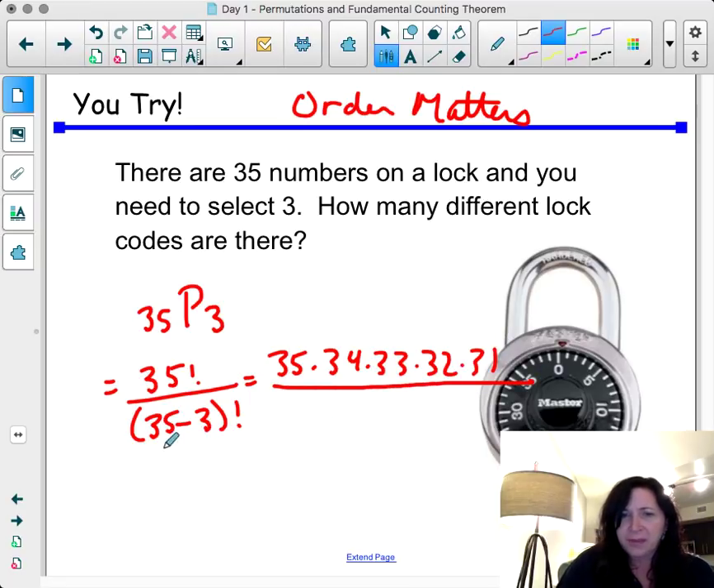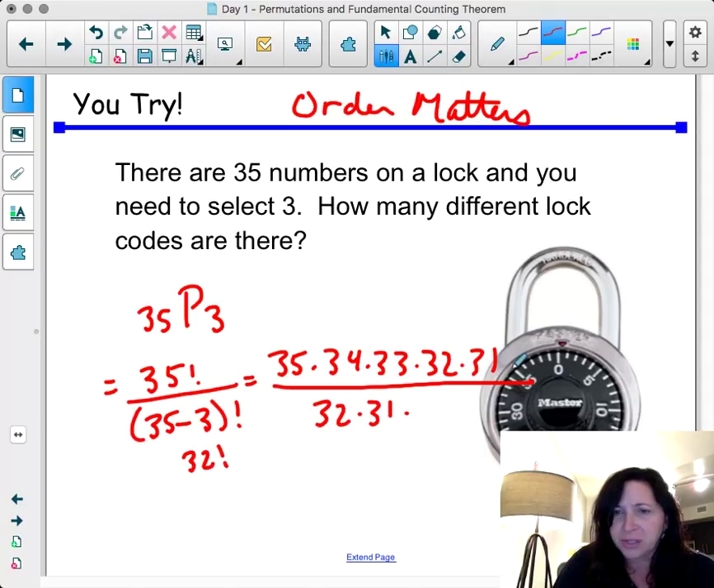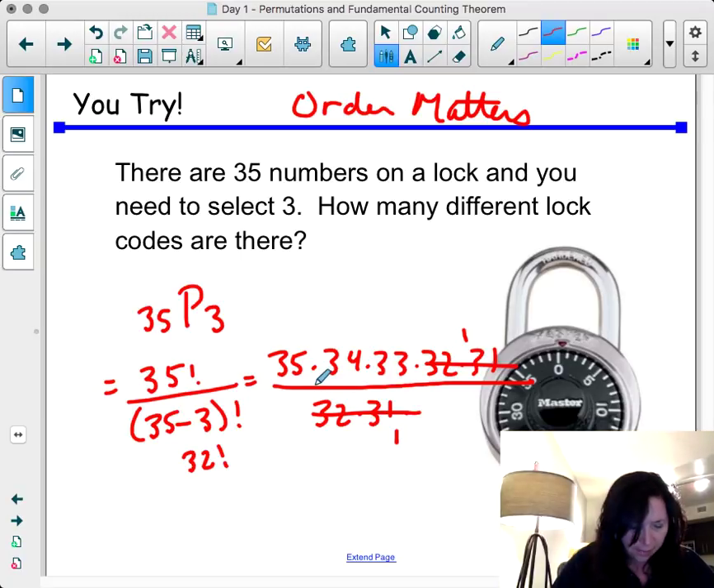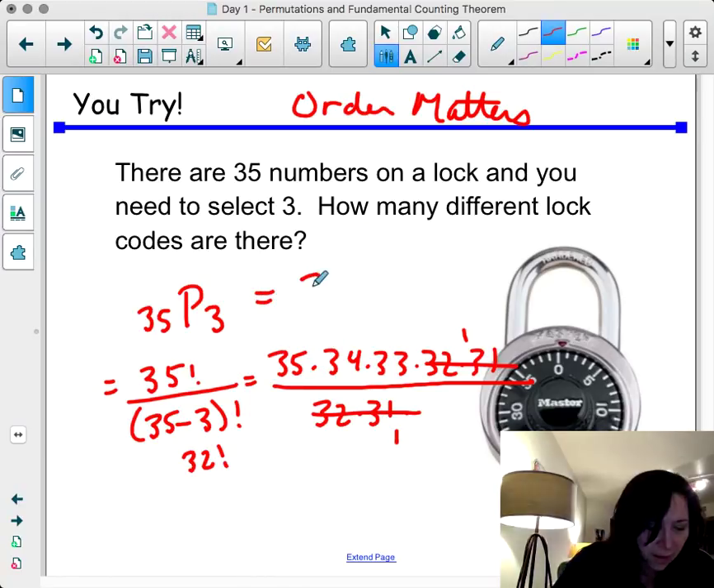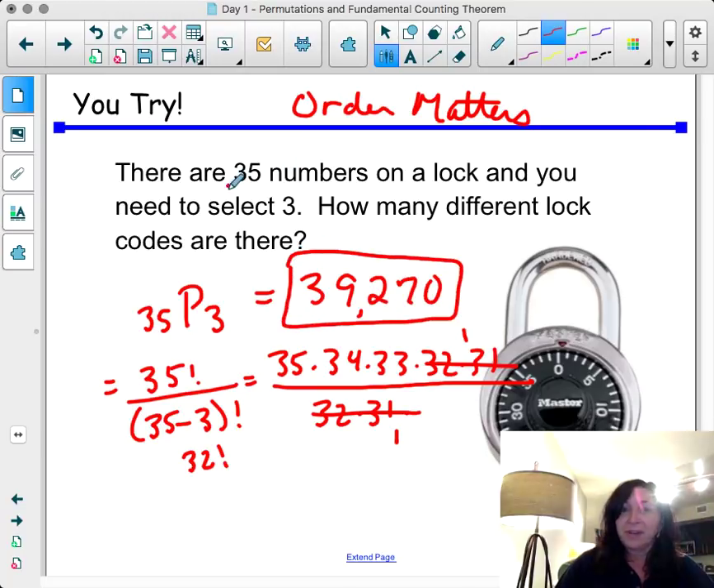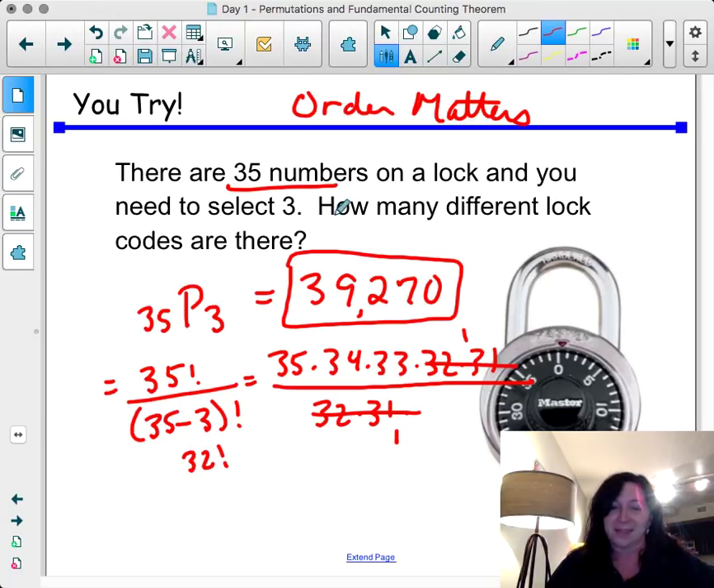So if I start off going 35 times 34 times 33 times 32, etc., I don't need to keep going that far because this right here is going to become 32 factorial. And so that means that everything below 32 is going to cancel with everything up here and make 1. So my final answer will just be 35 times 34 times 33. And that's going to be, let's see, what is it? 39,270 different locker combinations for 35 different numbers that are on the lock. That's kind of neat.